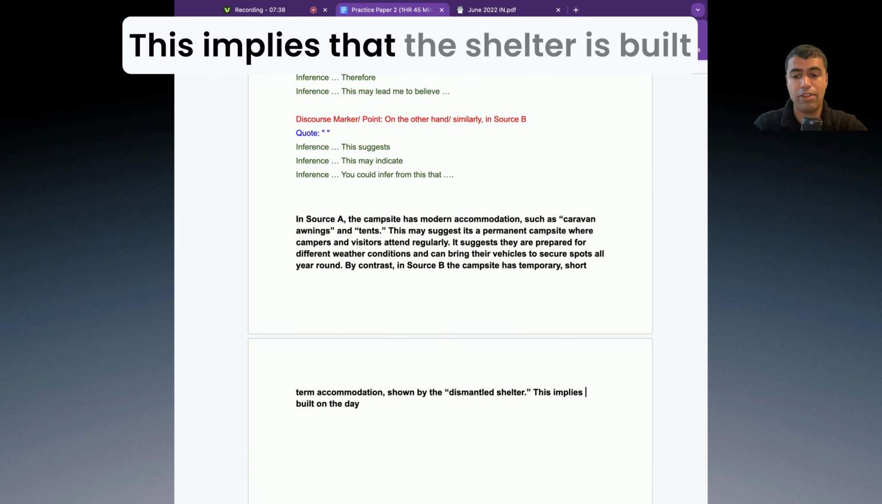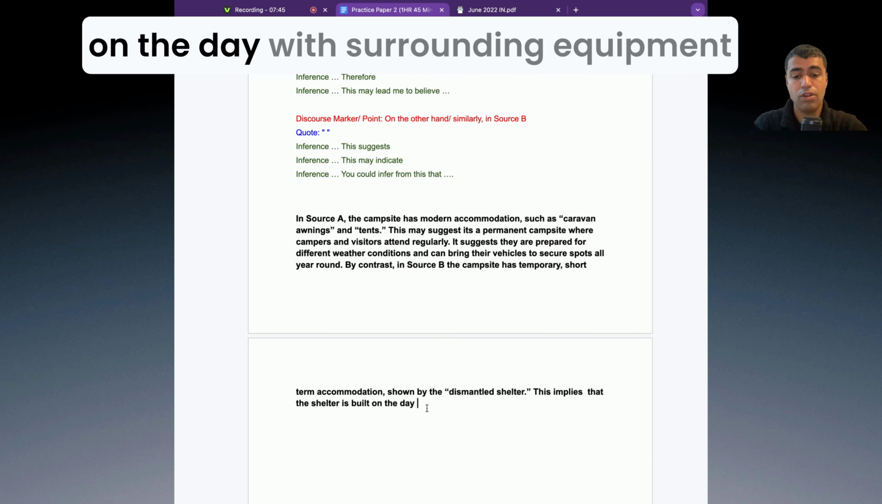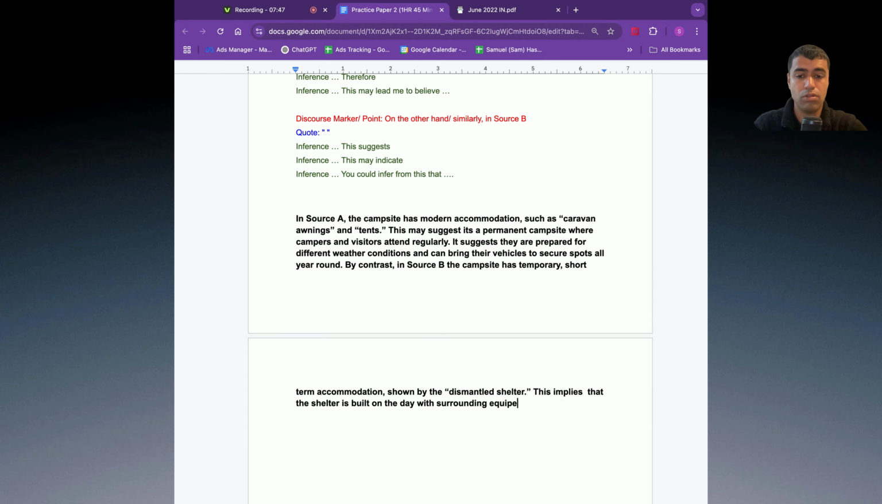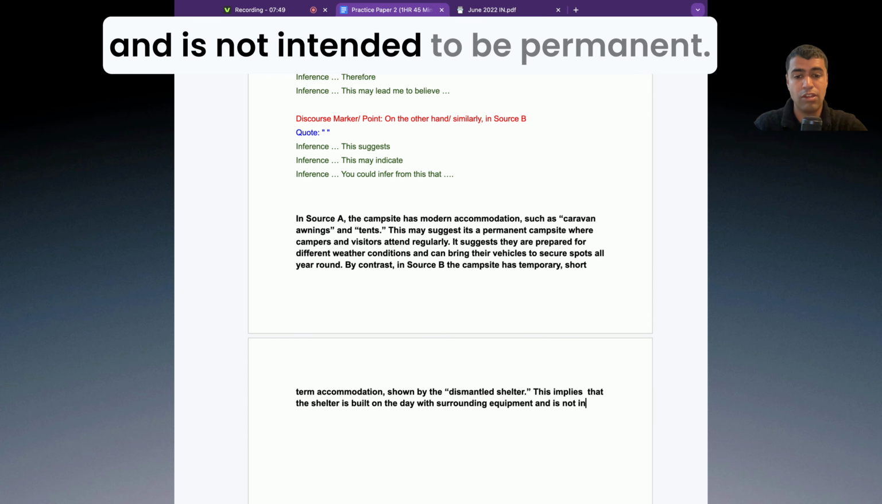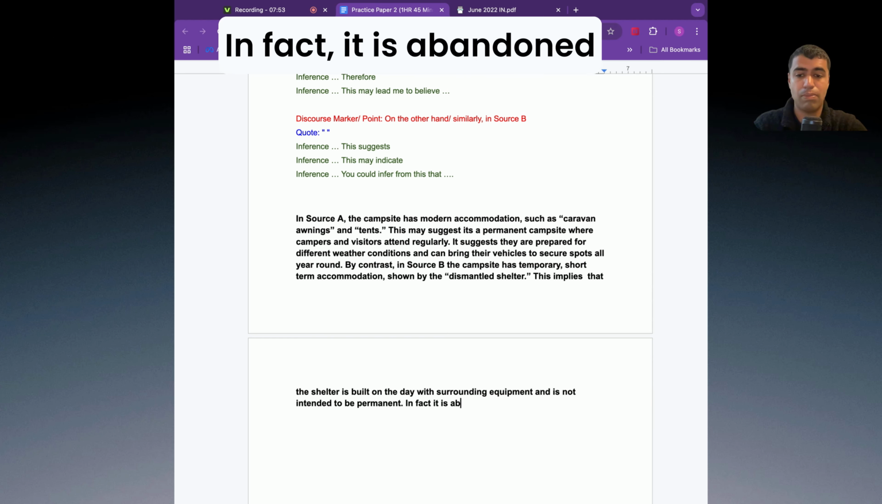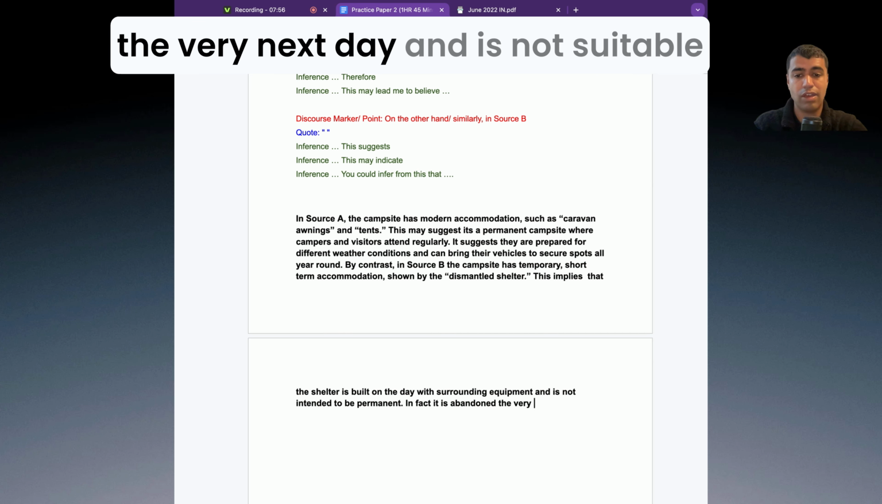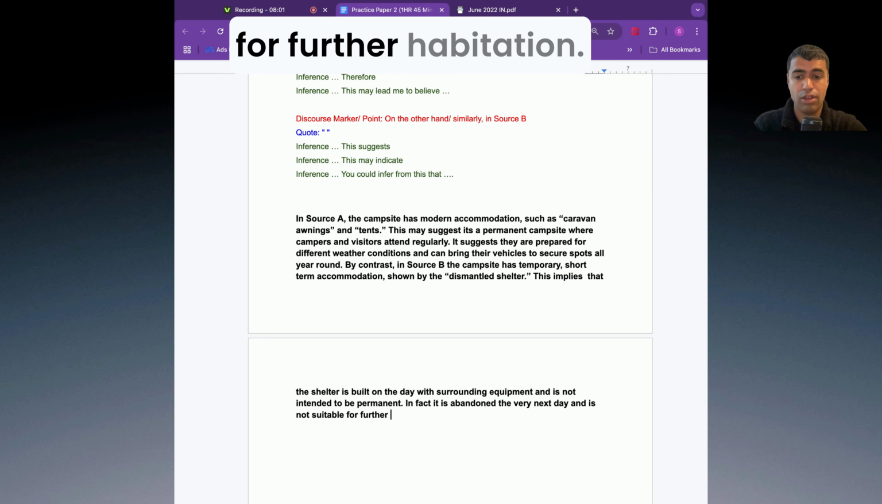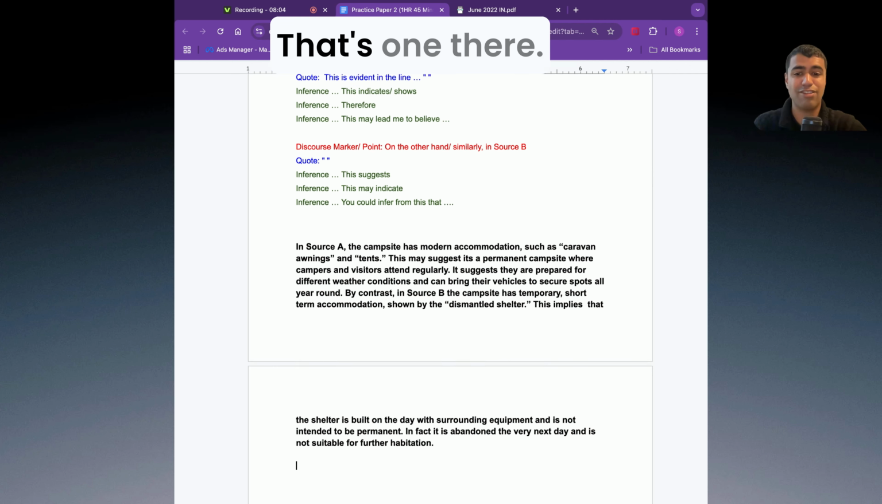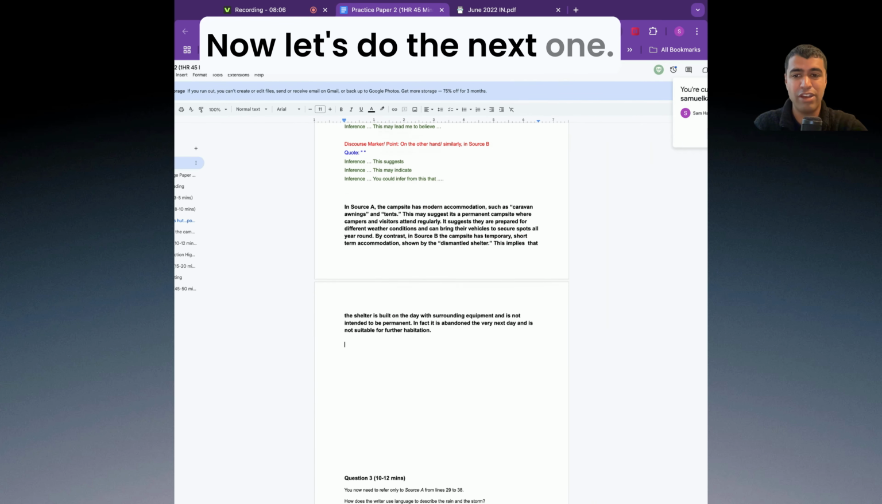This implies that the shelter is built on the day with surrounding equipment and is not intended to be permanent. In fact, it is abandoned the very next day and is not suitable for further habitation. So that's one there. Now let's do the next one.